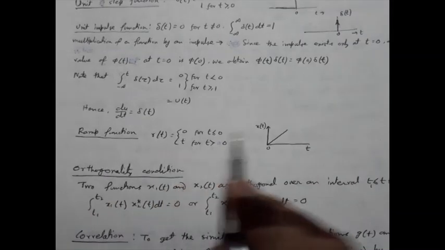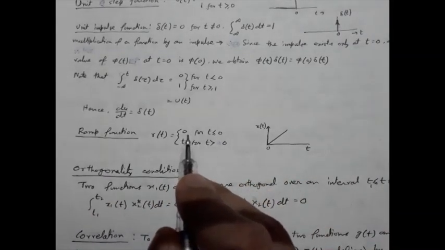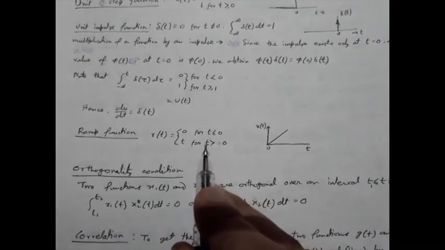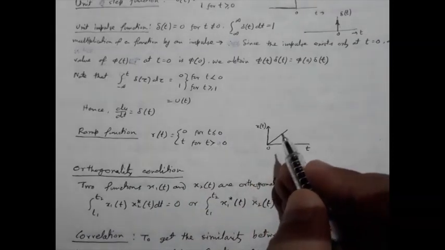Next we have the ramp function. For negative time the value is 0, and for positive time the value is proportional to t. So it will go on increasing in this way.